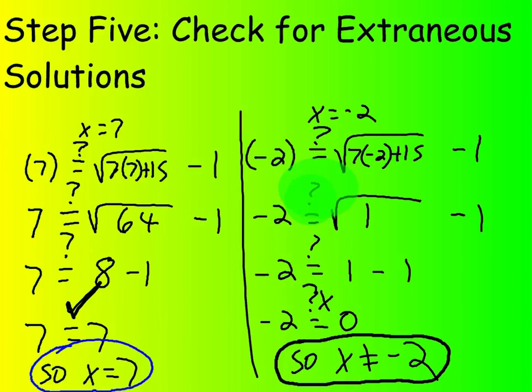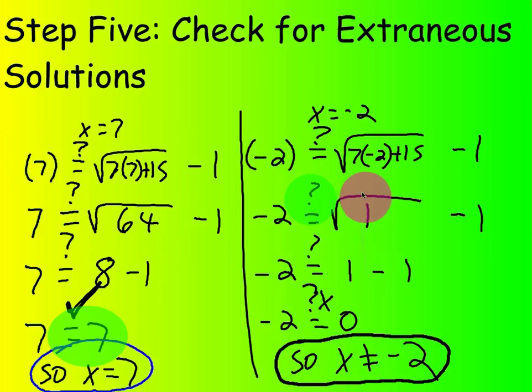Over here, however, the other solution we got was x equals negative 2. 7 times negative 2 is negative 14, plus 15 is 1. The square root of 1 is 1. 1 minus 1 is 0. It doesn't work. Negative 2 does not equal 0. So we call it extraneous.